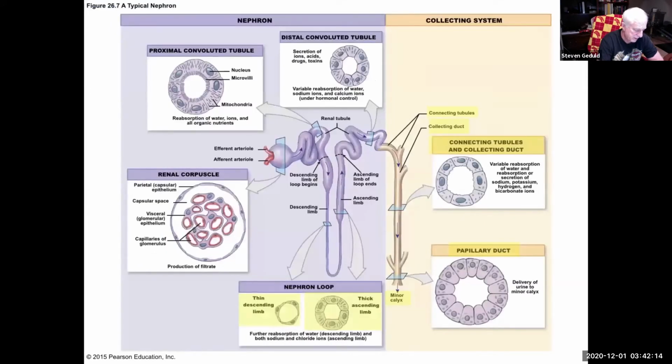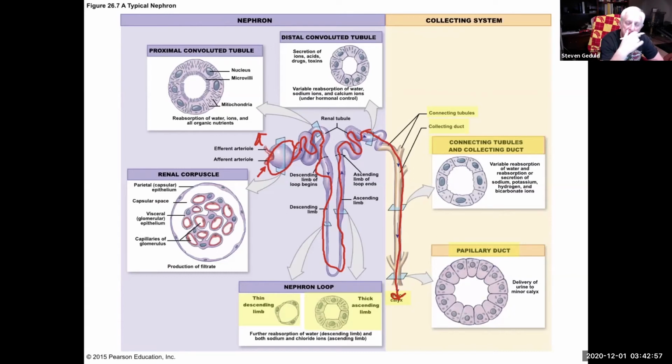Okay, here's your nephron loop. Again, you have afferent arterioles and efferent arterioles going in and out. This is your glomerulus. Your glomerulus is capsule. The filtration enters the proximal convoluted tubule. Then it has a descending loop, an ascending loop, and a distal convoluted tubule, which enters into collecting tubules, into collecting duct, feeds into the minor calyx, the major calyx, the renal pelvis, and then into the ureters. Okay, that's the basic flow of how it goes through.